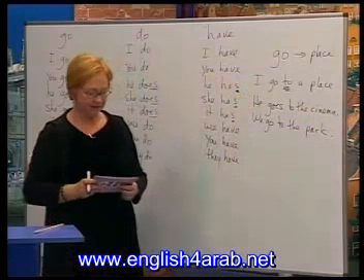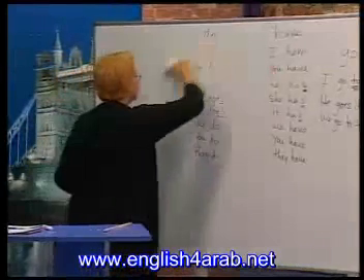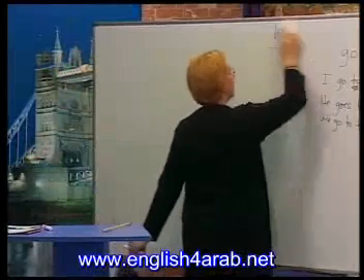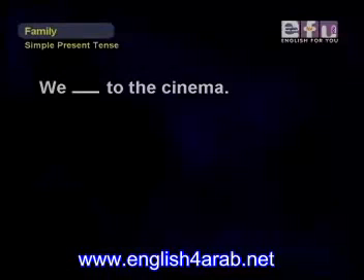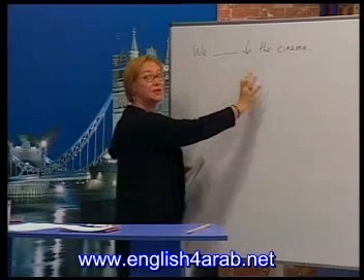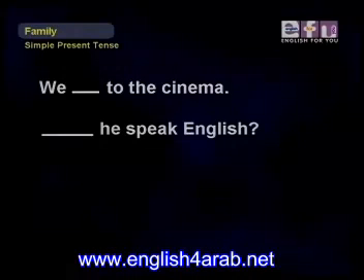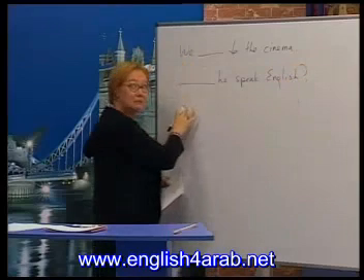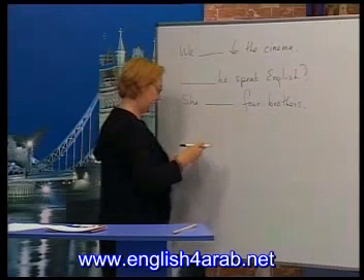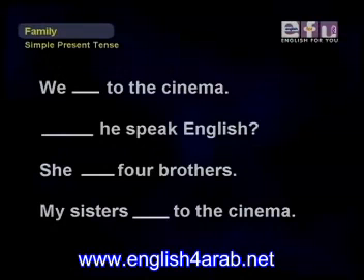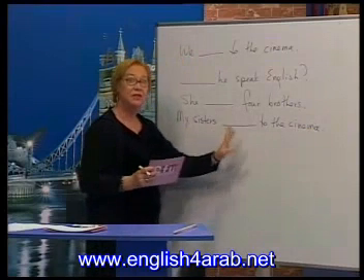Okay? Now, let's practice. Let me erase the board. First, I'm going to write some sentences on the board with blanks in them, and you're going to fill in the blanks. So here come the sentences, and assistants later, you will help me. Here's the first one. We to the cinema. He speak English. She for brothers. And my sisters to the cinema.